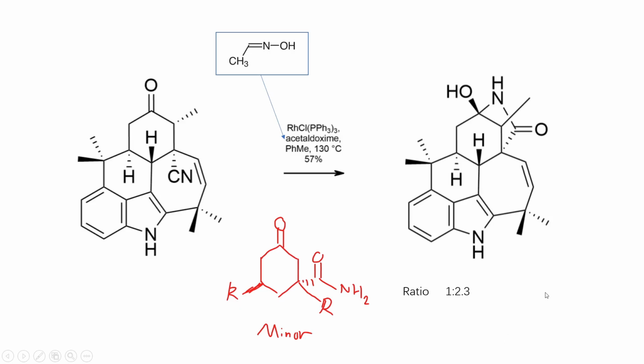We actually got two different products along the way. One of them is this one. One of them is this one. Could you spot the difference between these two? It's just that the nitrogen for this minor product is not attacking this specific ketone group. But for this one, the nitrogen did attack the ketone. So that's the difference. And the ratio is approximately 1 to 2.3.